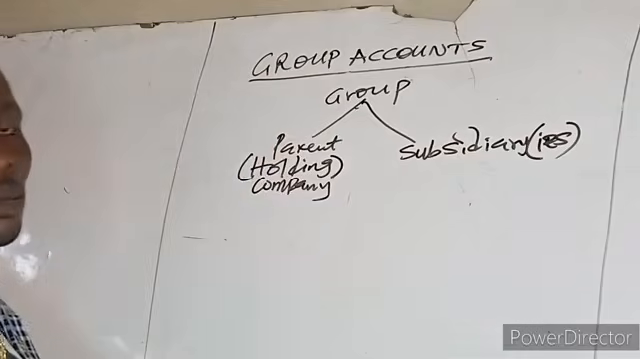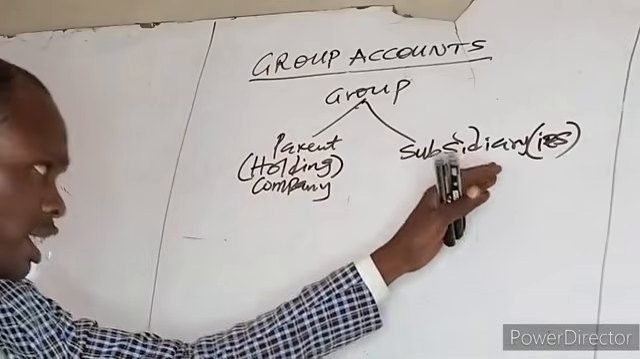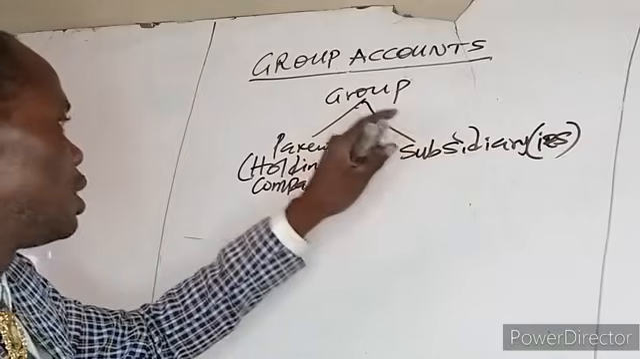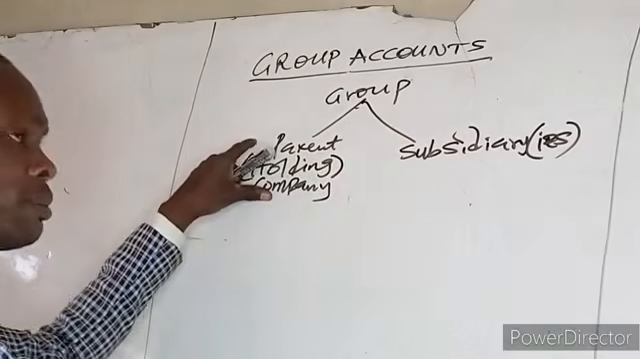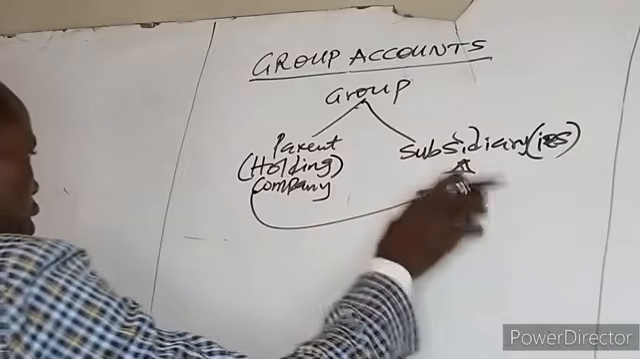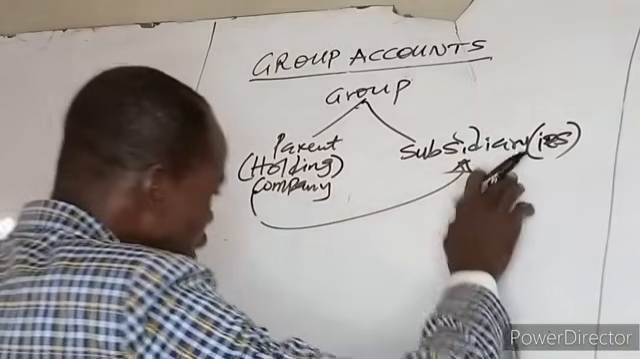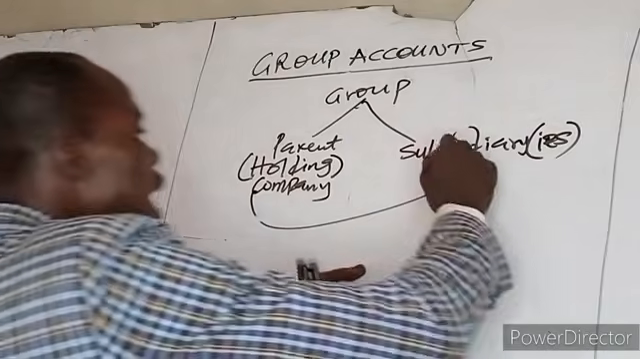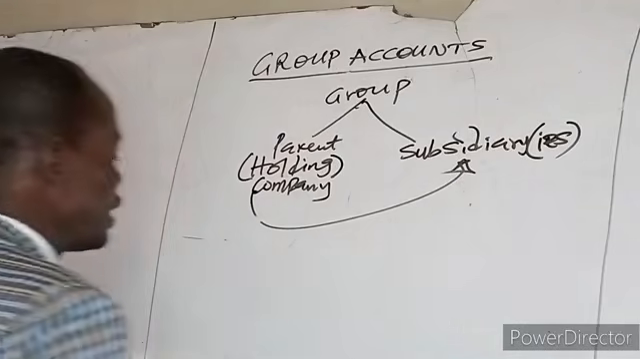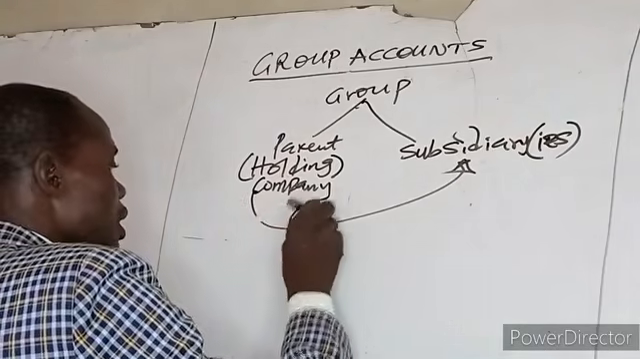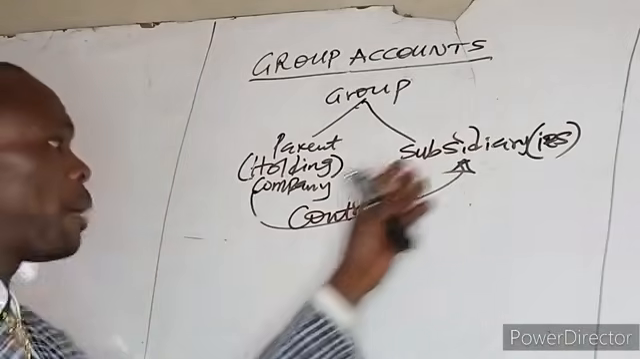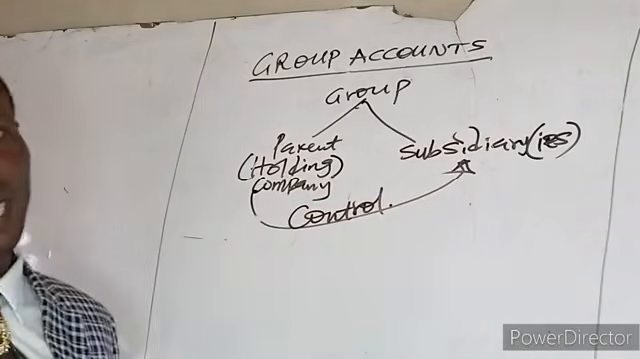A parent company is an entity that controls other entities, known as subsidiaries. The parent controls the subsidiary companies, while the subsidiary company is an entity that is controlled by the parent. If you look at the keywords, it is control.